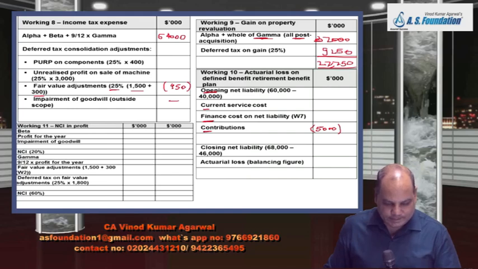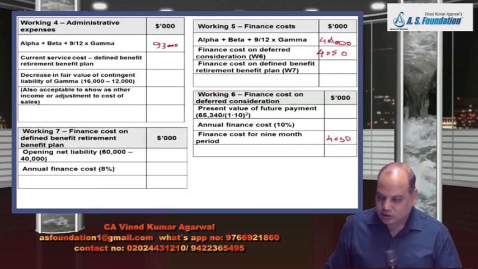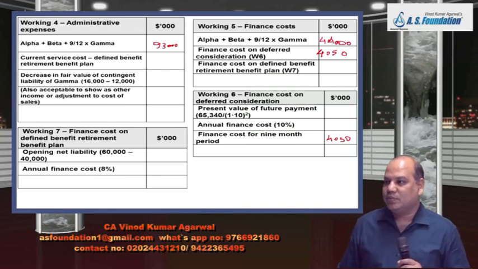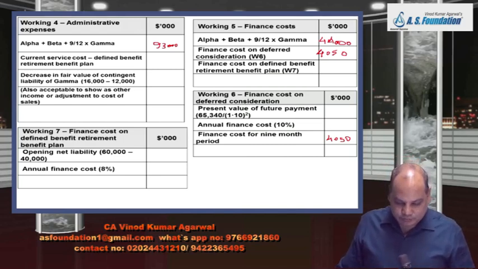Next line, on 1/7/13, Gamma had a contingent liability which it did not recognize in its own financial statement. That is good. The contingent liability still existed and was still unrecognized by Gamma at 31st March 14. That is also good. Separate financial statement we don't recognize.